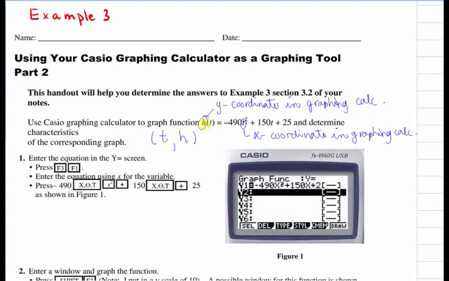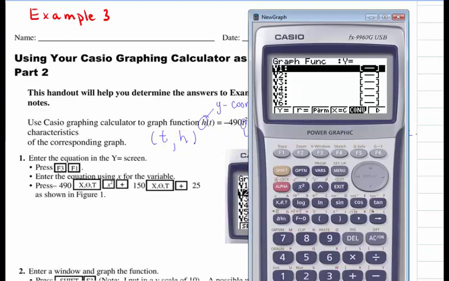So here's our function, h of t equals negative 490t squared plus 150t plus 25. Your h coordinate in this formula is your y coordinate in the graphing calculator. Okay, and the t coordinate is going to be your x coordinate in the graphing calculator. That means that all coordinates on the graph that you will graph in your graphing calculator will have coordinates of t and h.